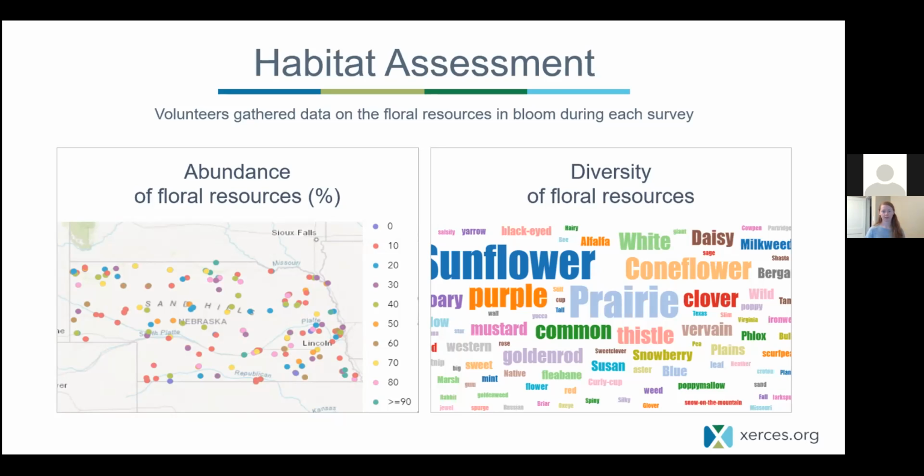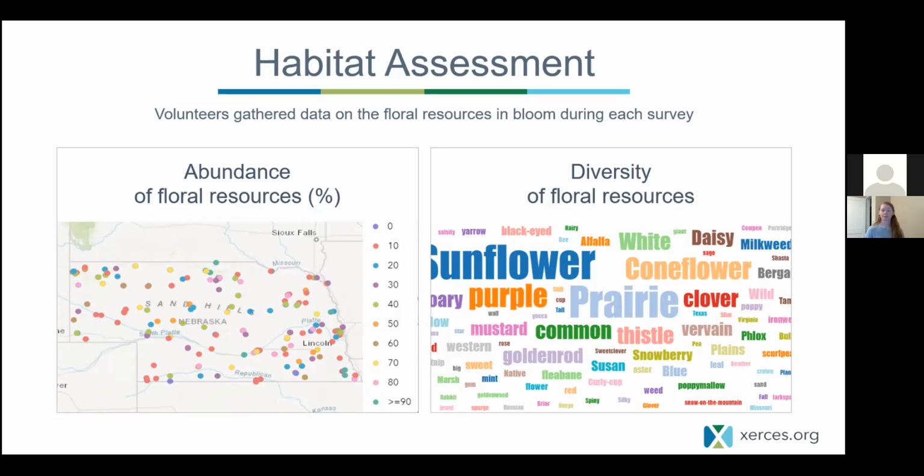So one of the things that they submit is an abundance measure. And so on the map here, all these little different colored dots just show that there's a diversity of surveys that were done that have a difference in abundance. So for all of the blooming resources on the landscape, it could have been more than 90% of the survey area was in bloom, or maybe 0 to 10% was in bloom.